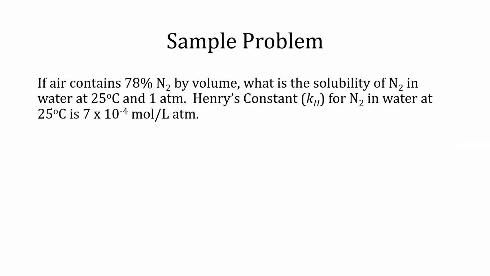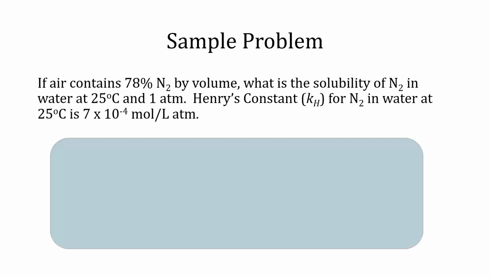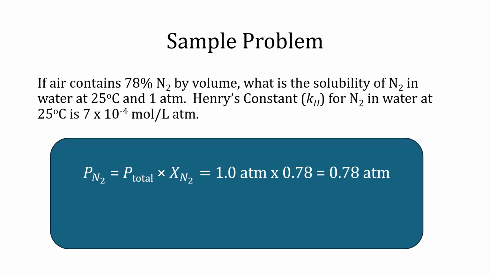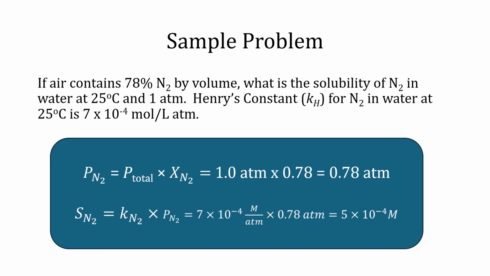Here's a sample problem related to Henry's law. If air contains 78% N2 by volume, what is the solubility of N2 in water at 25 degrees Celsius and 1 atm? Henry's constant for N2 in water at 25 degrees Celsius is 7 times 10 to the minus 4 moles per liter atmosphere. The answer is that the partial pressure for N2 is 0.78 atm. The solubility of N2 after plugging in the numbers equals 5 times 10 to the minus 4 molar.